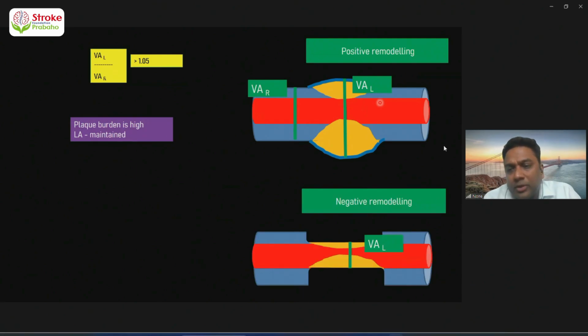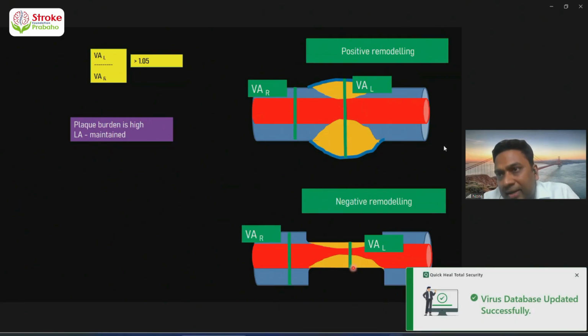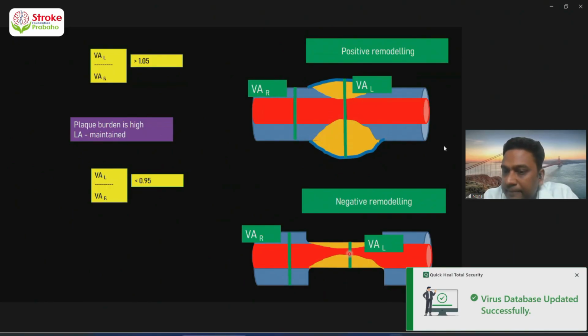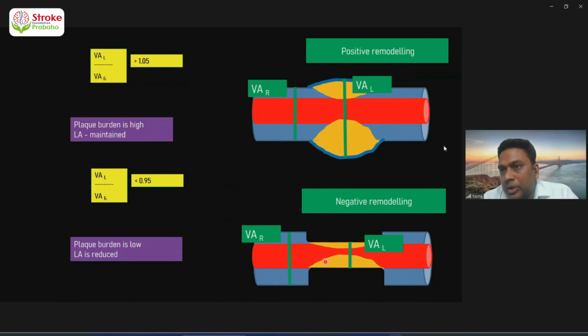What is a negatively remodeled artery? You see at the lesion site, the outer diameter of the artery is smaller as compared to the diameter of the reference site. So the ratio is less than 1. You see the plaque is not as big as in a positively remodeled artery, and the lumen is narrowed down. So this is the key difference between the two types of remodeling, and we will discuss how this causes the stroke.